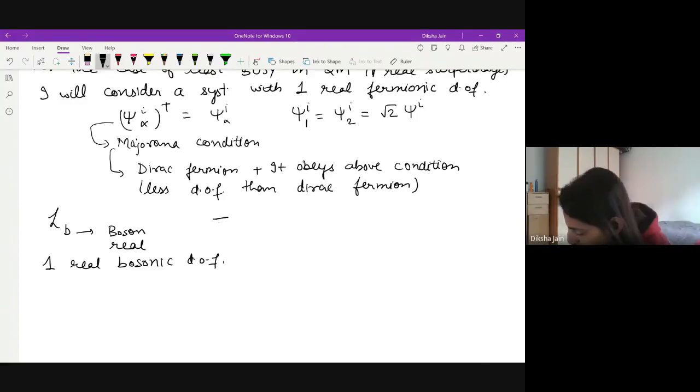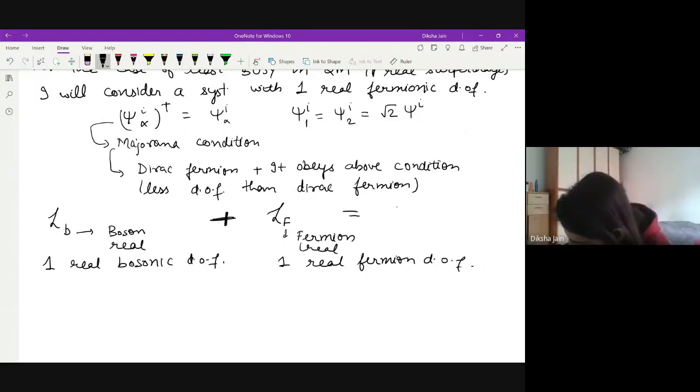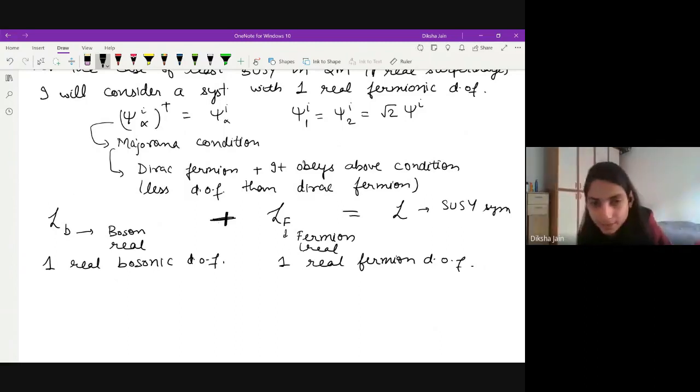And then to this Lagrangian, to supersymmetrize the system, I can add L_F, which is a fermion. But I take this fermion to also be real. So I have one real fermionic degree of freedom. And this total system L will be my supersymmetric system. Since it's a supersymmetric system, the bosonic and fermionic degrees of freedom match.